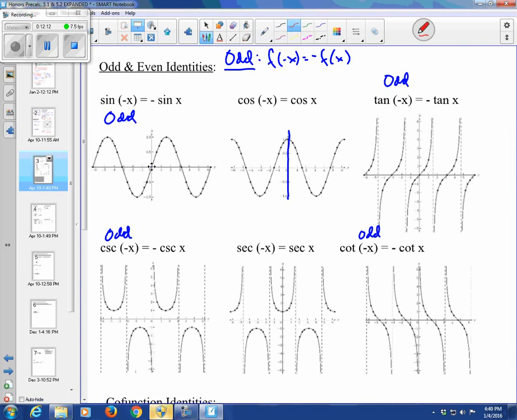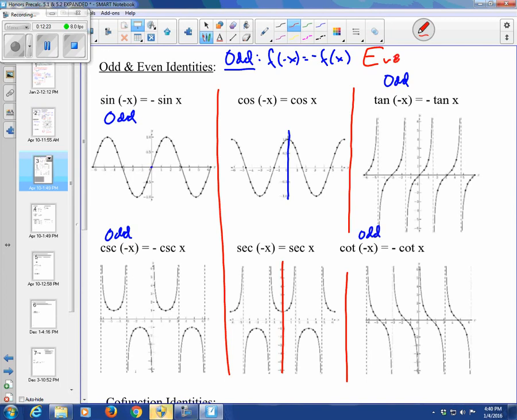Right here, we can see that cosine and secant are even trig functions. They're both symmetric with respect to the y-axis. So by the definition of an even function, we know that when we plug a negative x into an even function, so f of negative x, we get the function back. It's the same as plugging in a positive x. So cosine of negative x equals cosine of x, and secant of negative x would equal secant of x. Right? So that's basically a way for us to deal with negative rotations inside our trig functions.